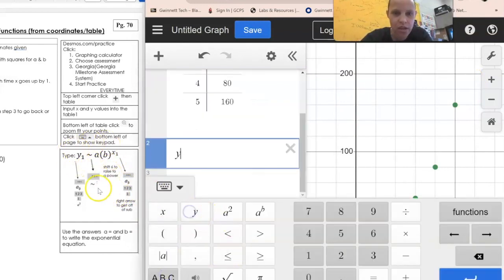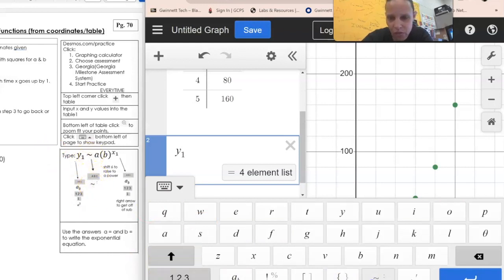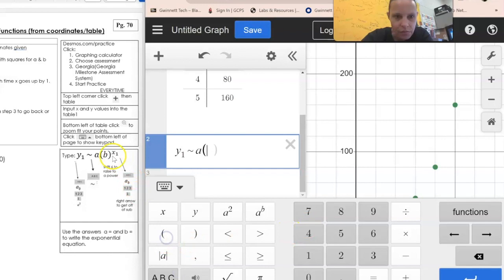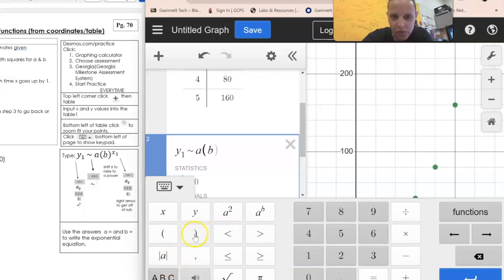So it says y, and then you don't actually have to follow these instructions to get the 1. You just press the 1 and it puts it on there. Squiggly line, ABC, squiggly line, ABC, squiggly line. Then A, parentheses, B. Okay, so A, B, C, then B. Close the parentheses. So 1, 2, 3, close.